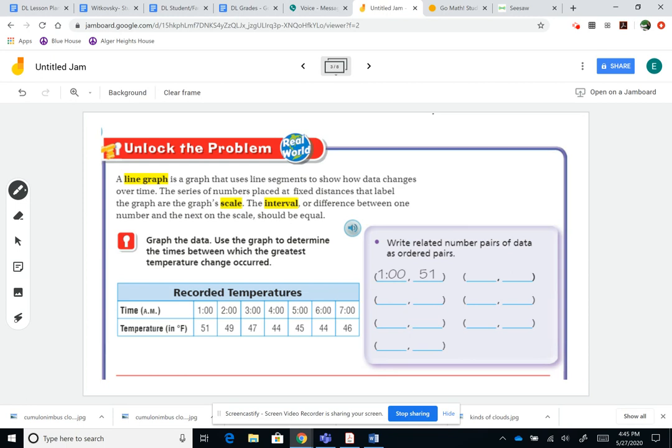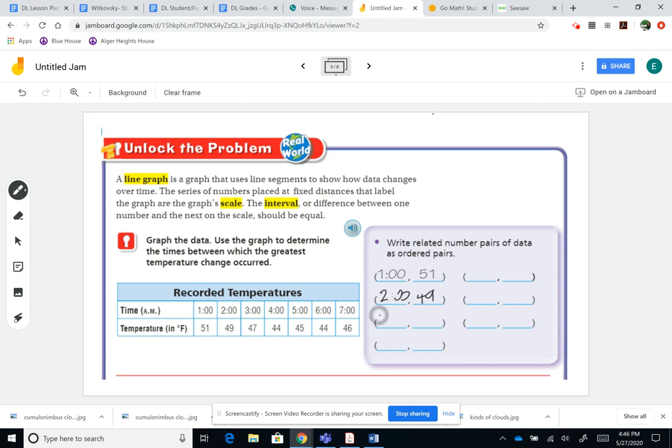So it says graph the data. Use the graph to determine the times between which the greatest temperature change occurred. All right, so what we're going to do is we have an interesting setup for this one because it has time on it, right? Still not a problem. So they gave us 1 o'clock and 51 degrees. So then we'll put in 2 o'clock. And at 2 o'clock, it was 49 degrees.